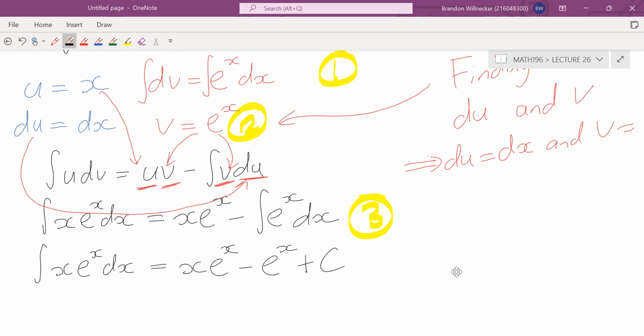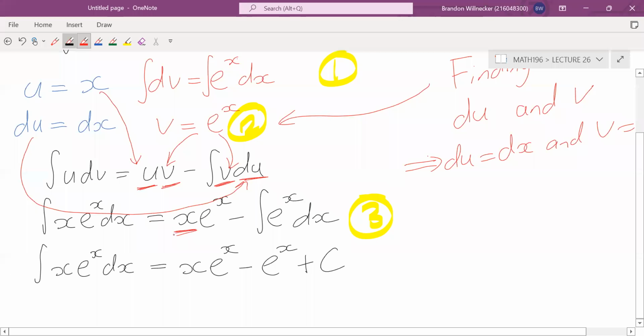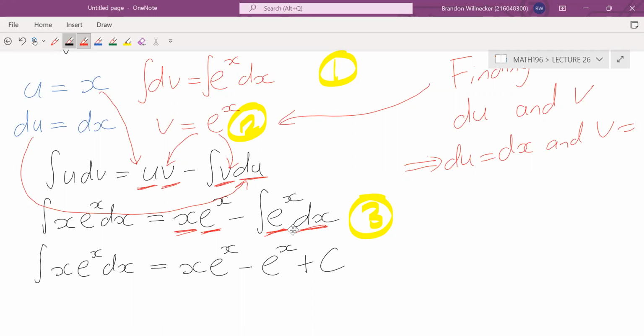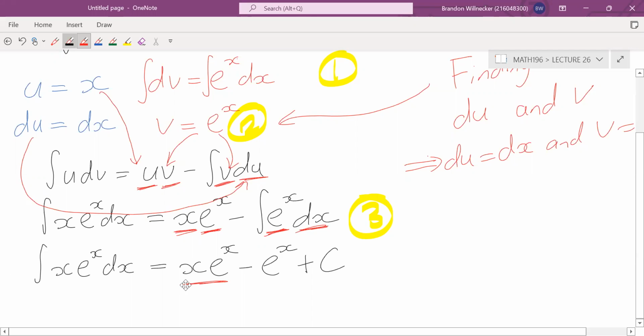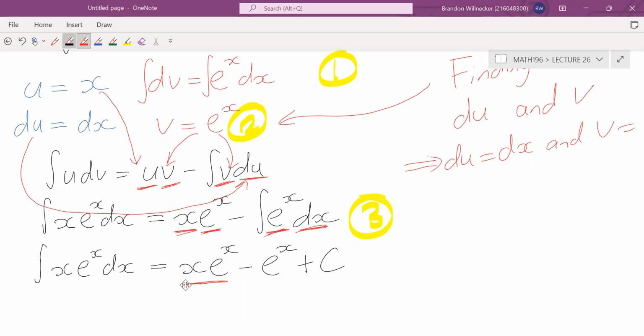So u was x, that's over here. V was e to the x, that's over here. Then we have minus the integral. V was e to the x, we've got that there. And du was dx, we've got that here. Okay. This first part, x e to the x, that just carries down. We're done with that. However, we still need to integrate e to the x dx.